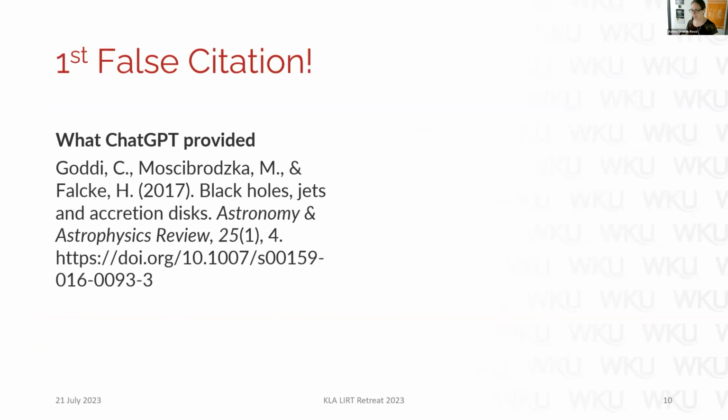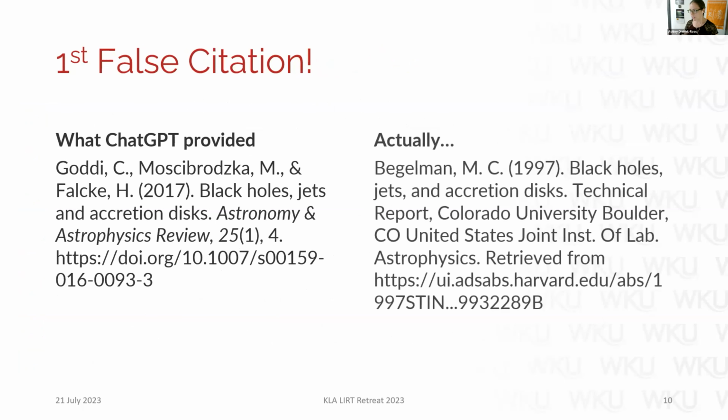So this is the first one. This is what ChatGPT provided me. And it's actually supposed to be this. So basically, ChatGPT took this title from a real citation and then created a whole new citation from it. All the authors, disclaimer, they're all real people who are astrophysicists or physicists or astronomers and stuff. So all these people are real, but not all of these citations are real.